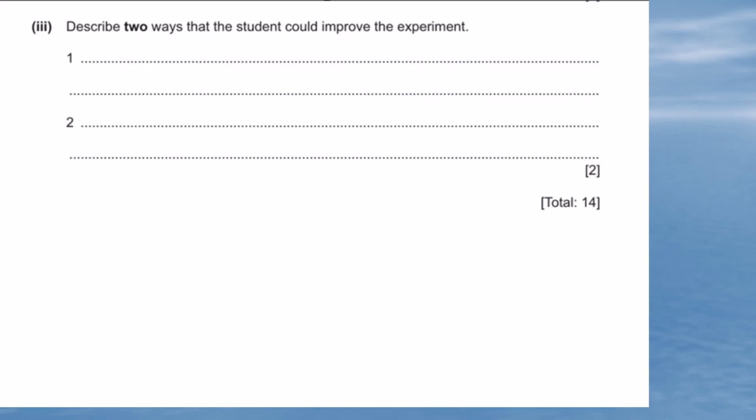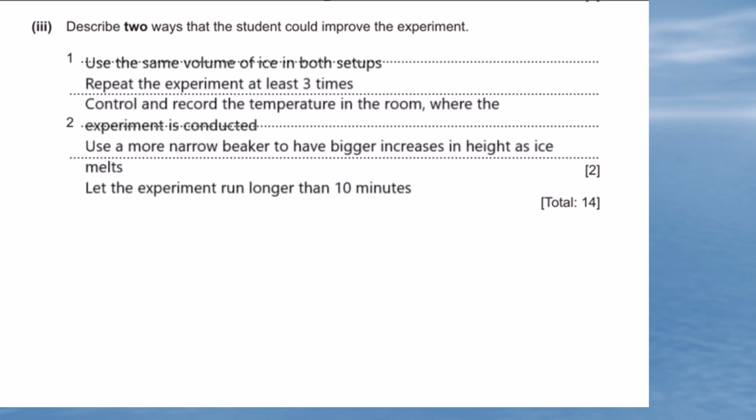And as always, whenever Cambridge have one of these, describe an experiment, they'll always end with this question here: describe some ways that the student could improve the experiment. You're only asked for 2, but I've chosen to give a few more. I'll say you could use the same volume of ice in both setups. We're only told it's the same number of ice cubes. We don't know if it's the same volume. And then the golden one, repeat the experiment at least 3 times. That's an easy one always to use here.